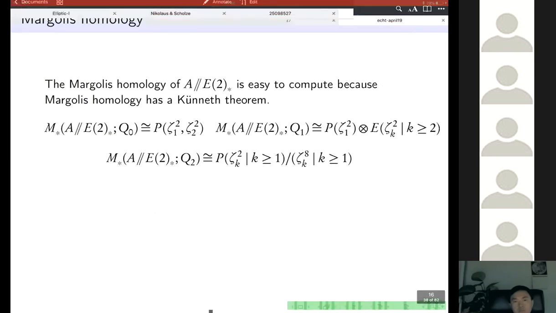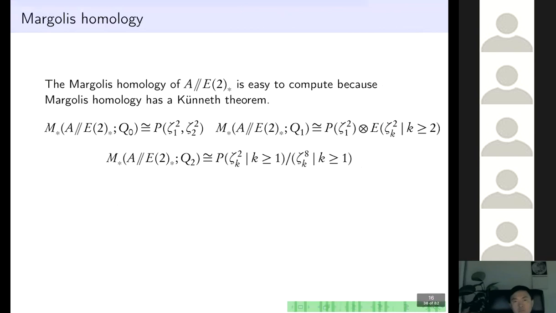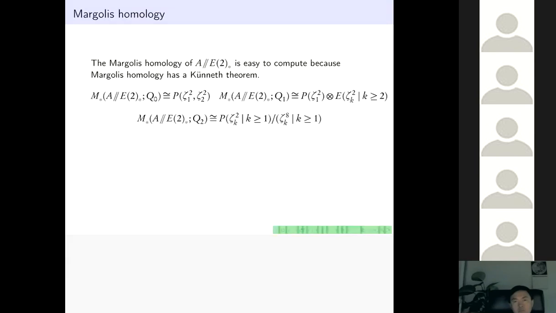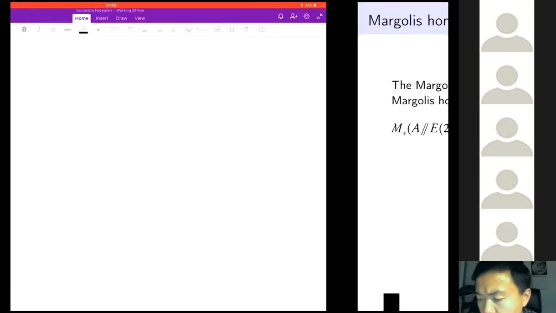So here I'm just recording the Margolis homology groups for a mod E2 dual, and these basically just come from the Künneth formula. The Margolis homology is defined over a field, so that means it has a Künneth isomorphism, and you basically just compute this using the Künneth isomorphism. Actually, I have some notes for this, I think.